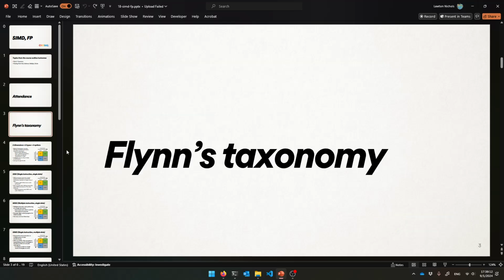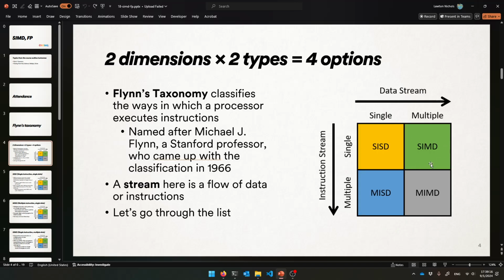So let's start off with a concept called Flynn's taxonomy. It's a 2x2 grid. It's just this little square, but it's a powerful square with a lot of meaning. All right, it's going to classify the ways that our processors could be potentially executing instructions. We prefer different corners of this square for different purposes. Okay, so it's named after Flynn, that's the person's last name.